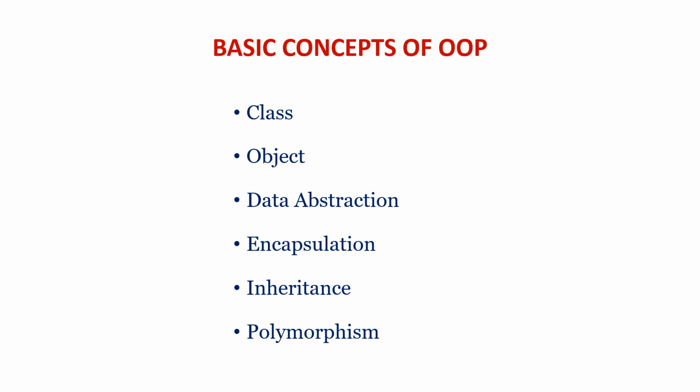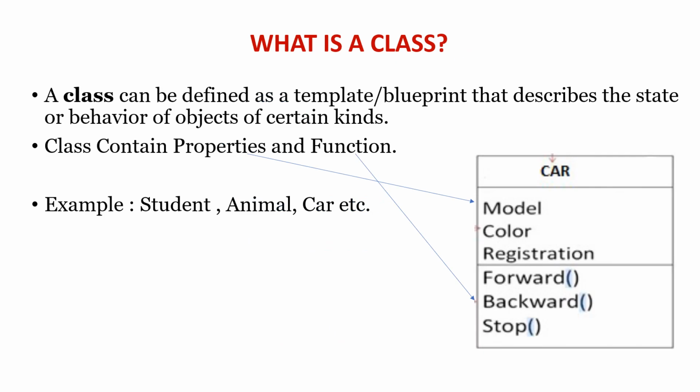Basic concepts of object-oriented programming. We start with class, object, data abstraction, encapsulation, inheritance and polymorphism. Now, what is a class? A class can be defined as a template or blueprint that describes the state or behavior of objects of certain kinds. A class contains properties and functions.